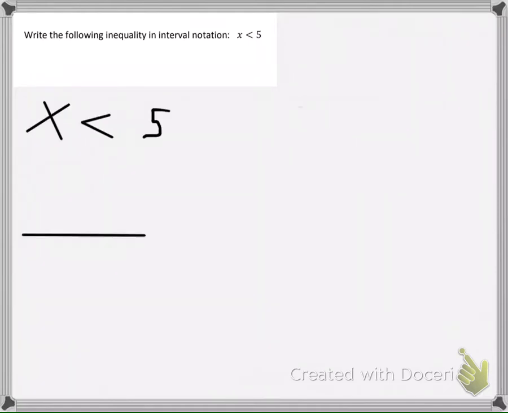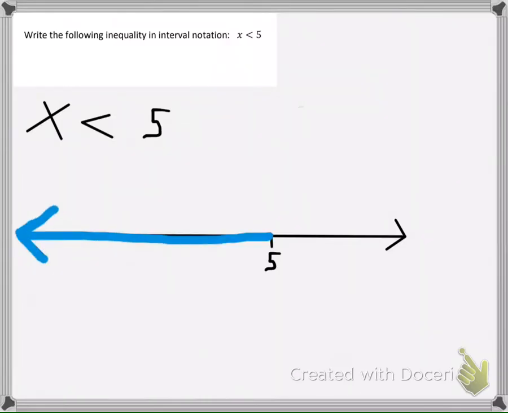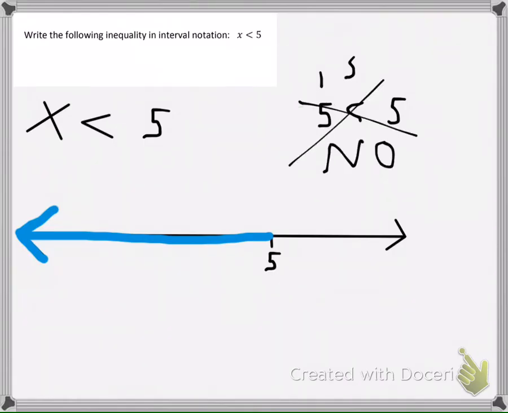So now let's try to work with the inequality that we have and write it in interval notation. Here's the inequality represented on a number line. I know that x can be anything less than 5, so x can be everything to the left of 5. However, now I'm going to figure out where x stops working. Can x be 5 itself? Well, no, x cannot be 5 itself because we can't say that 5 is less than 5. So there's a hole there.